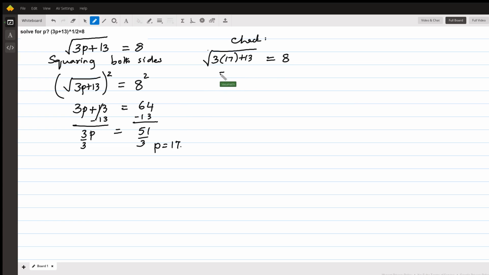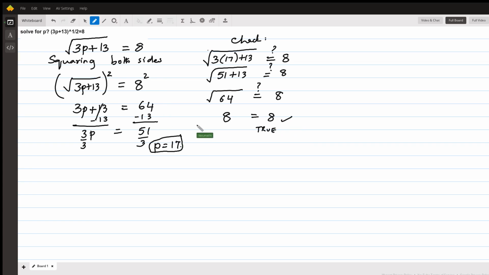So this is 3 times 17 is 51 plus 13 under the square root symbol. So now we have a 64. We are trying to see if this is equal to 8. So yes, the square root of 64 equal to 8. You know that the principal root or the positive root of 64 is of course 8. So this is true, which helps us conclude that p equal to 17 is the solution.